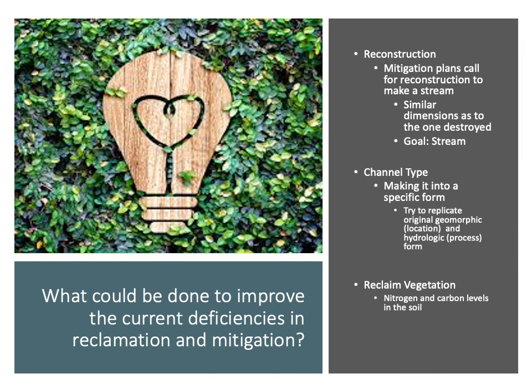To improve the current efficiencies in reclamation and mitigation for reconstruction, the mitigation plans call for reconstruction to make a stream similar to the dimensions of the one destroyed, with a channel type making it into a specific form, trying to replicate the original geomorphic and hydrologic form with the location and the process the stream originally had, and reclaiming the vegetation with the original nitrogen and carbon levels in the soil.